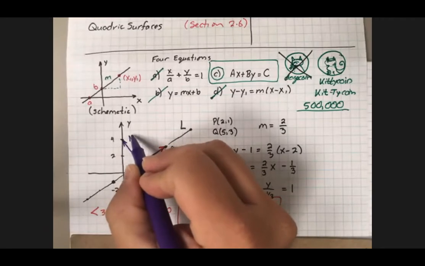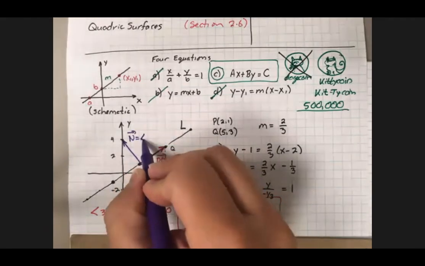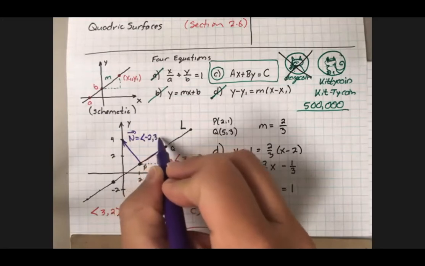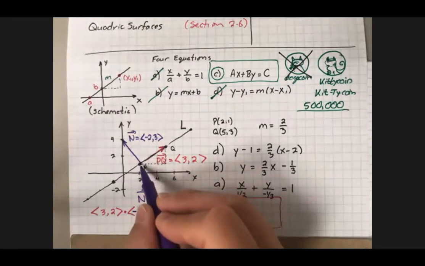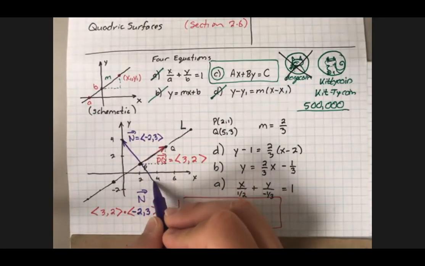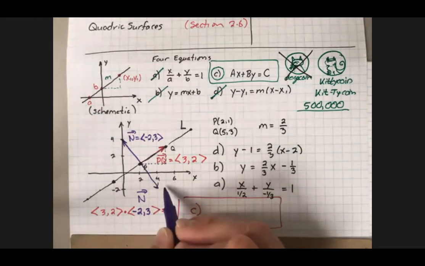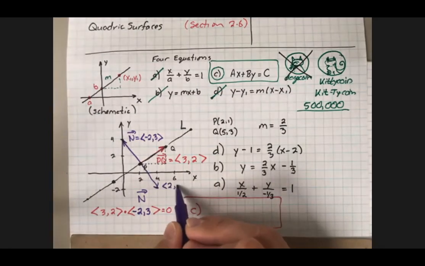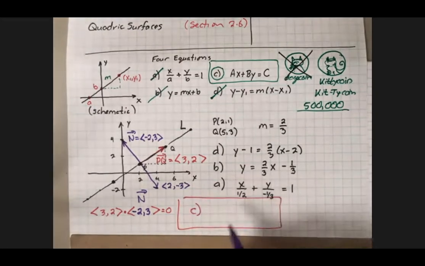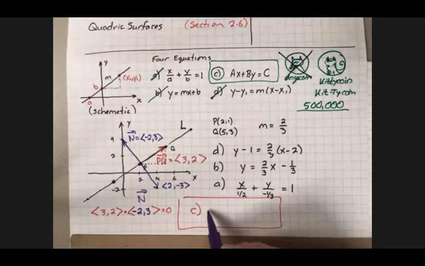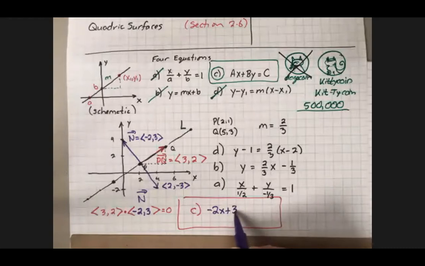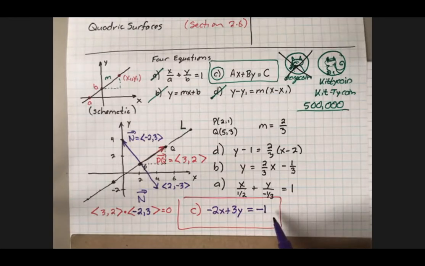So let's just say that I've identified a vector perpendicular to the line as minus 2 and 3. You also understand I could identify a vector perpendicular to the line as 2 and minus 3. This is another perpendicular. Well, now I'm going to tell you the equation of that line, L in black. It's negative 2x plus 3y equals negative 1.